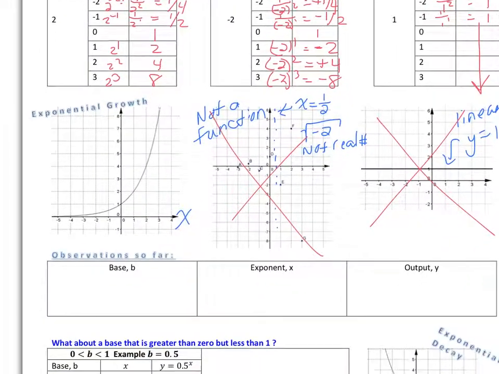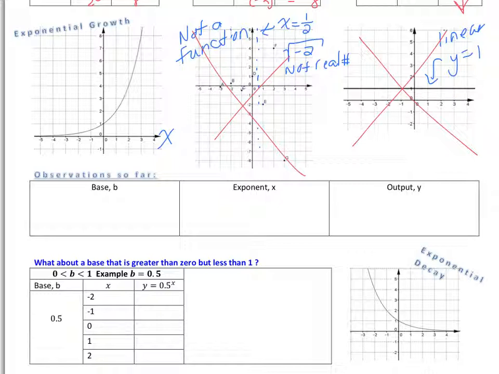So let's go ahead and make some conclusions here. The base we see above, the base cannot equal 1. And the base cannot be negative, so it has to be greater than 0 in our observation. As far as the exponent or the independent variable, there seems to be no limitations in this general case here. So there's no limitations. The domain here for x is all real numbers.